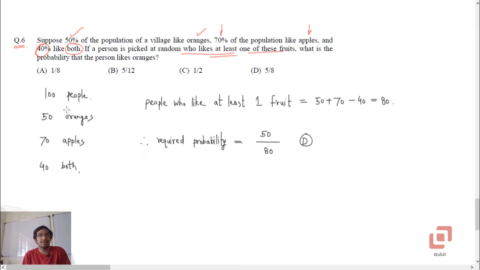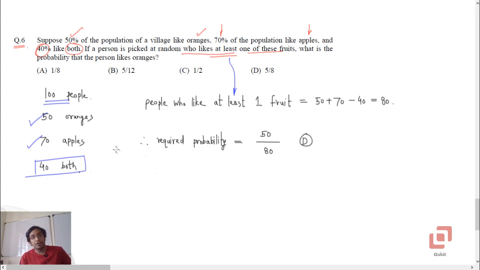Now the best strategy to solve these problems is to assume a convenient population count. So let us say there are 100 people. 50% like oranges, so there are 50 people who like oranges. 70% like apples, so 70 people like apples, and 40% like both, so there will be 40 people who like both the apples as well as oranges. Now we need to find first the people who like at least one of these fruits. That means at least one or both.